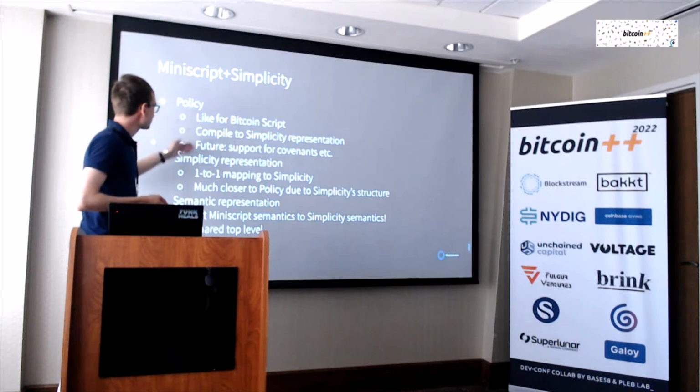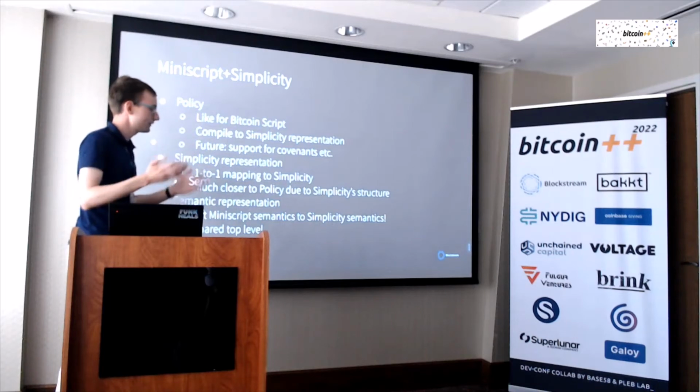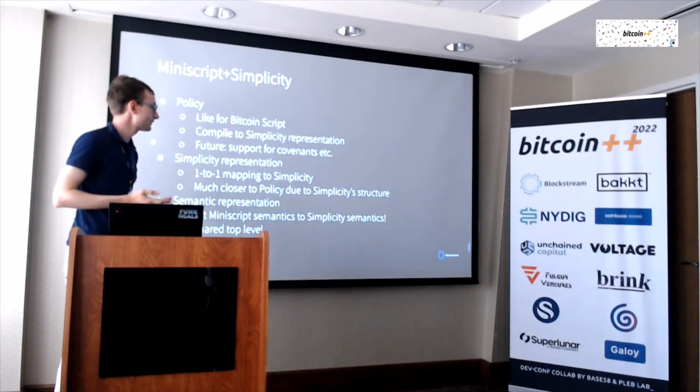And in the future, we also want to support covenants and more features in this policy, because we obviously can do more in simplicity than you can do in Bitcoin script.